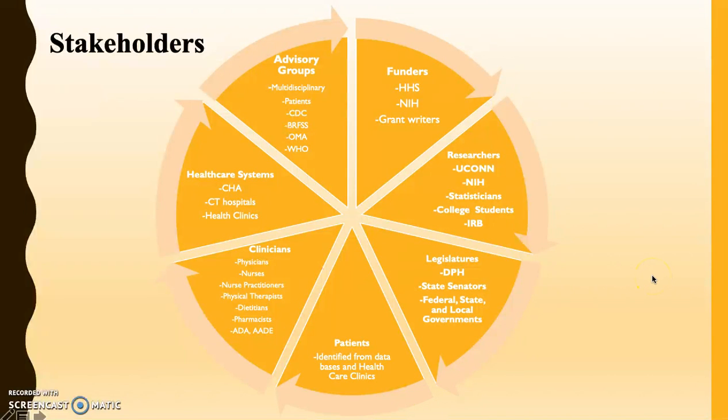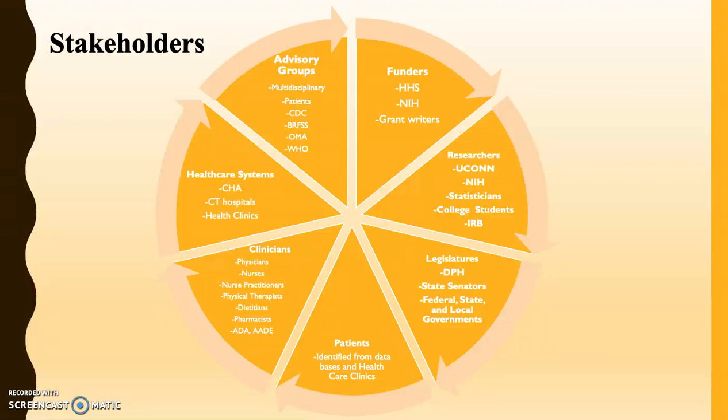It's important that I have all of you stakeholder groups in the room today. These are the 7 categories in which all of you represent. We have your advisory groups, your multidisciplinary, that includes representatives from patients, the CDC, BRFS, Obesity Medical Association, World Health Organization. I have some funders in the room from the Health and Human Services, National Institutes of Health.